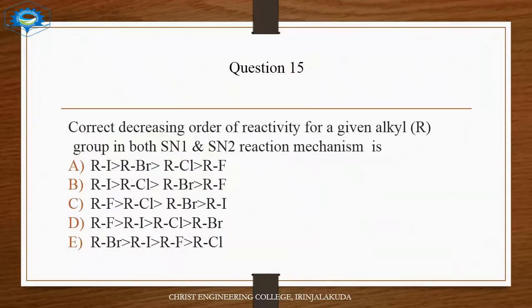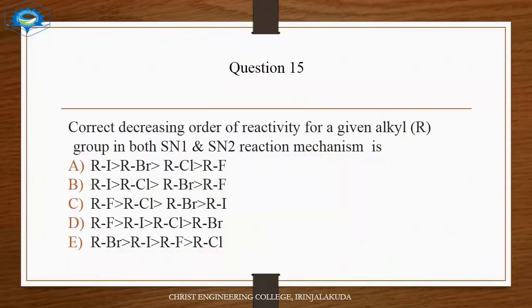Question 15. The correct decreasing order of reactivity for a given alkyl group, that is R group, in both SN1 and SN2 reaction mechanisms is: option A, RI greater than RBr greater than RCl greater than RF. Option B, RI greater than RCl greater than RBr greater than RF. Option C, RF greater than RCl greater than RBr greater than RI. Option D, RF greater than RI greater than RCl greater than RBr. Option E, RBr greater than RI greater than RF greater than RCl.